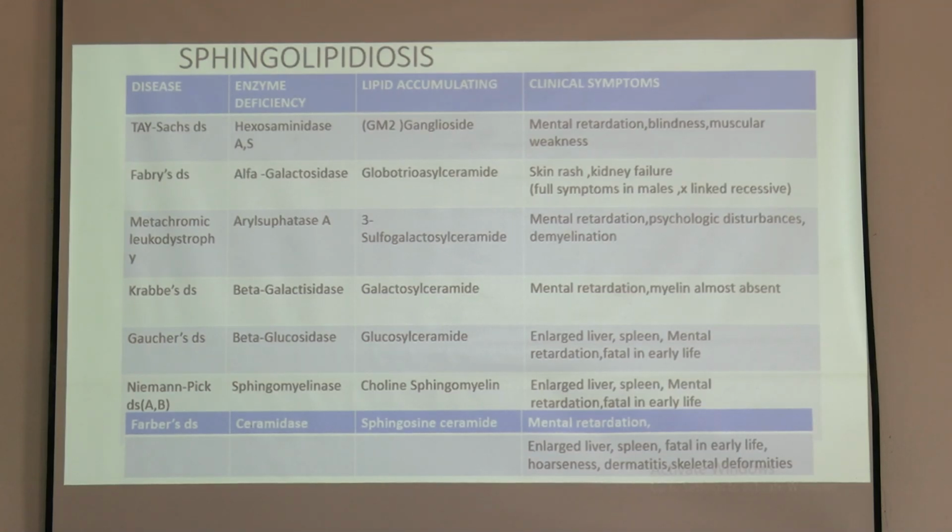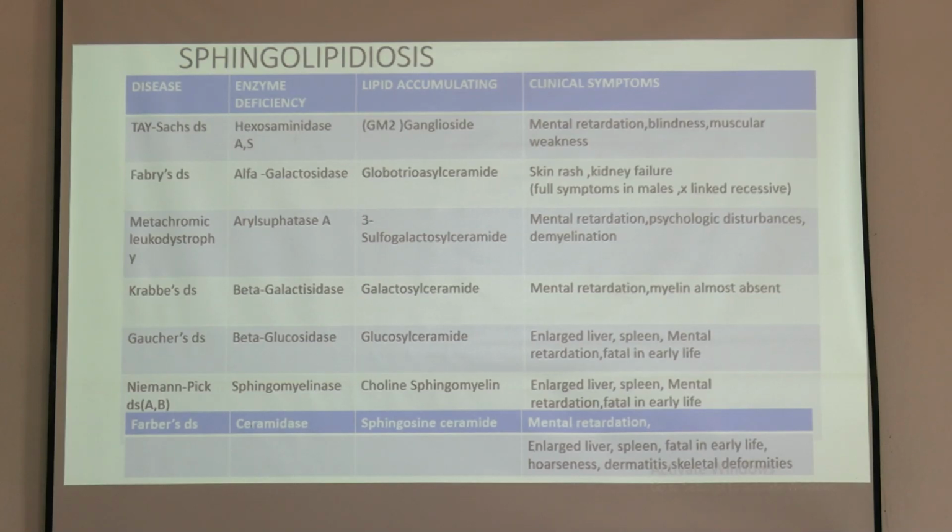So there will be enzyme deficiencies, and these enzymes are present in the lysosome. Normally they are hydrolases, lysosomal hydrolases, and that sphingosine will not be metabolized properly. So there will be accumulation of the lipid in that cell, so the cell will not function properly and there will be clinical symptoms. So you have to know that.